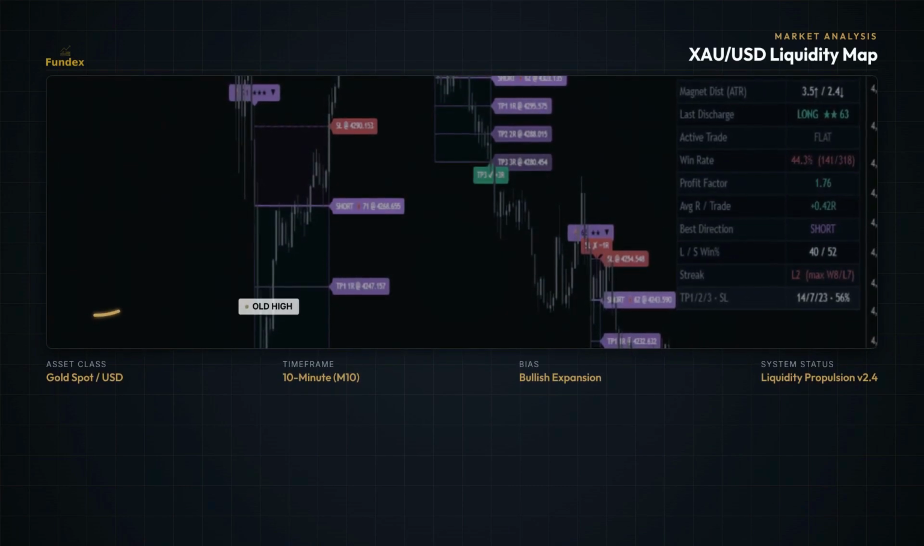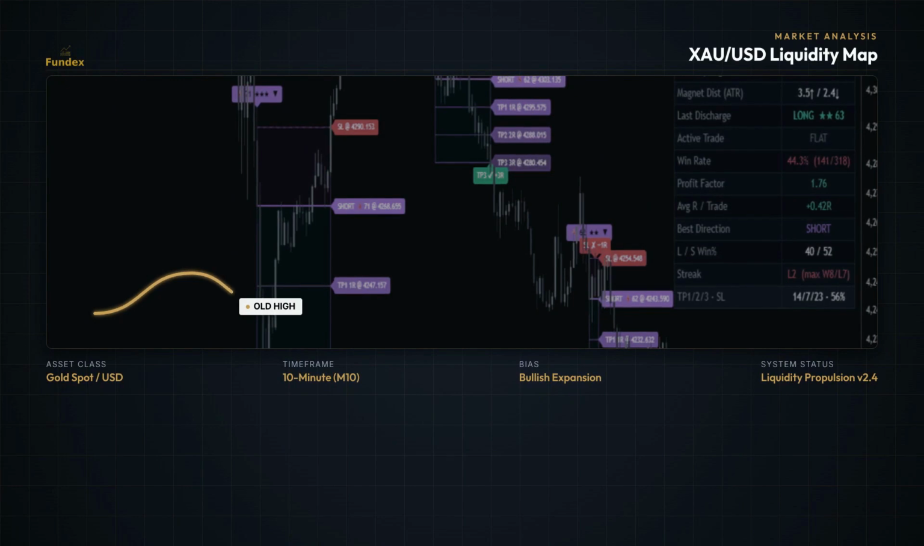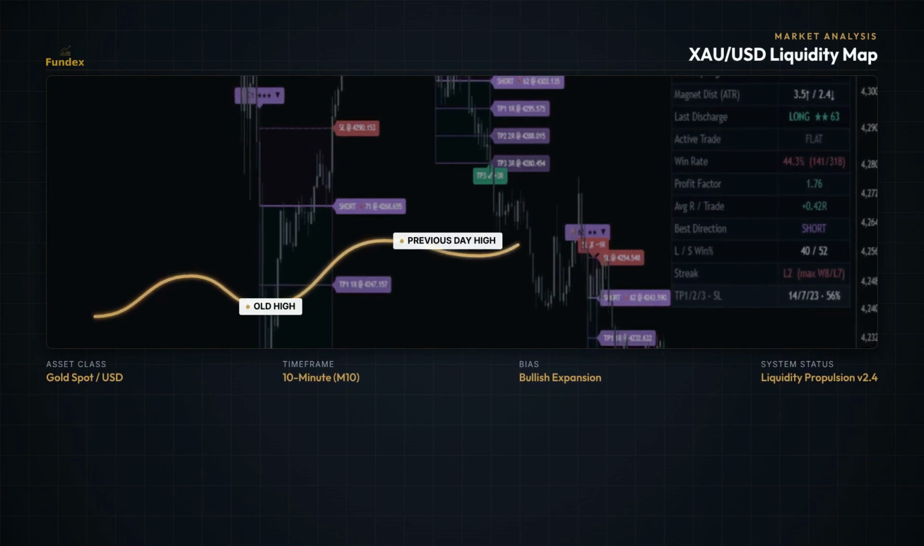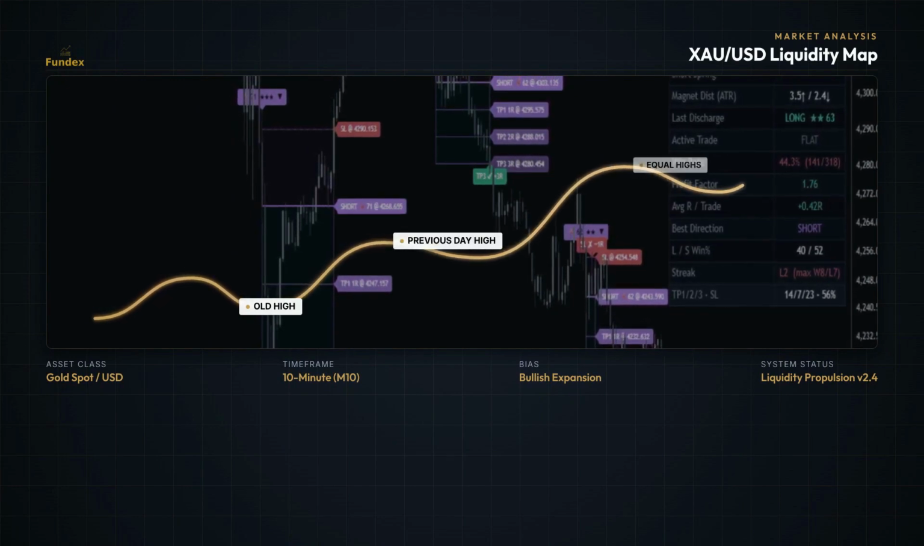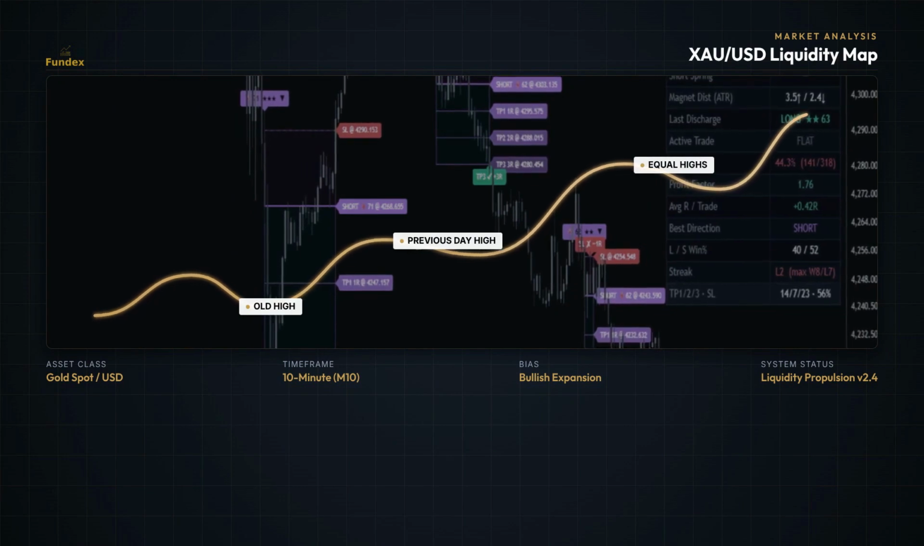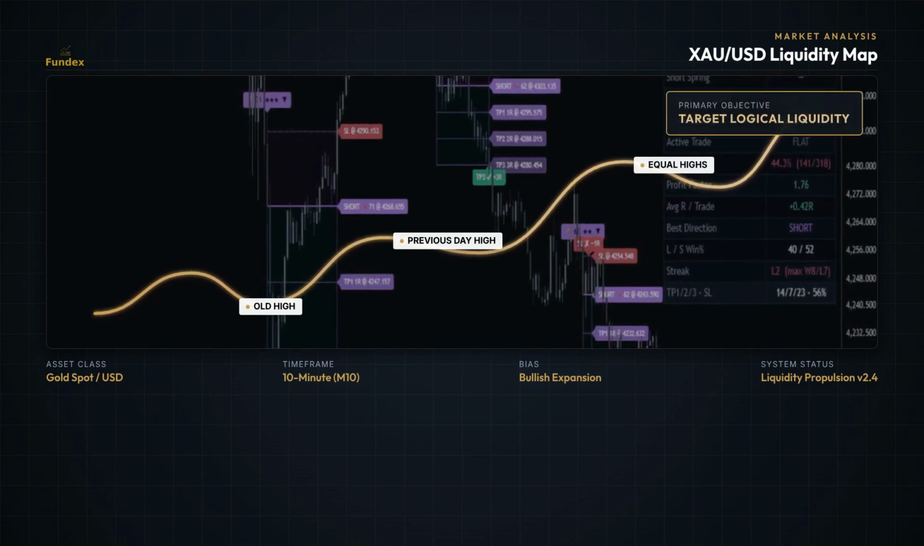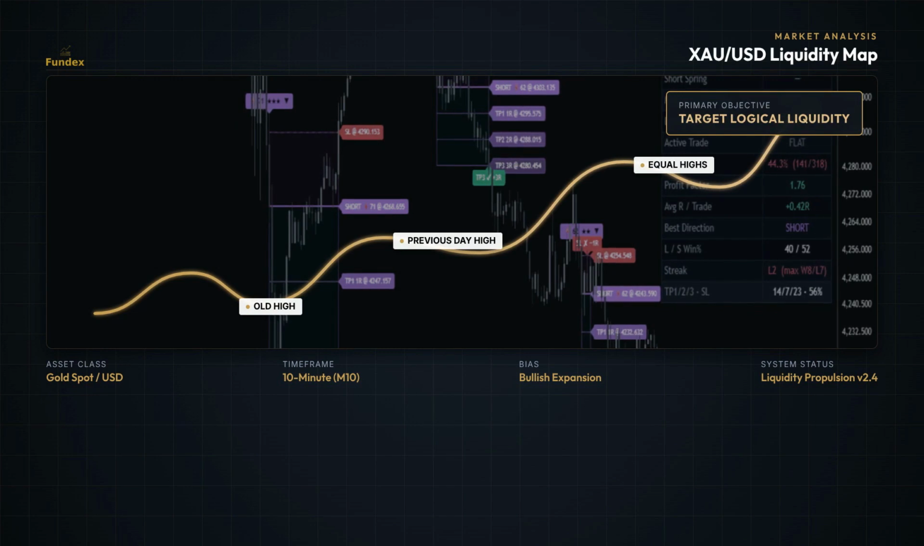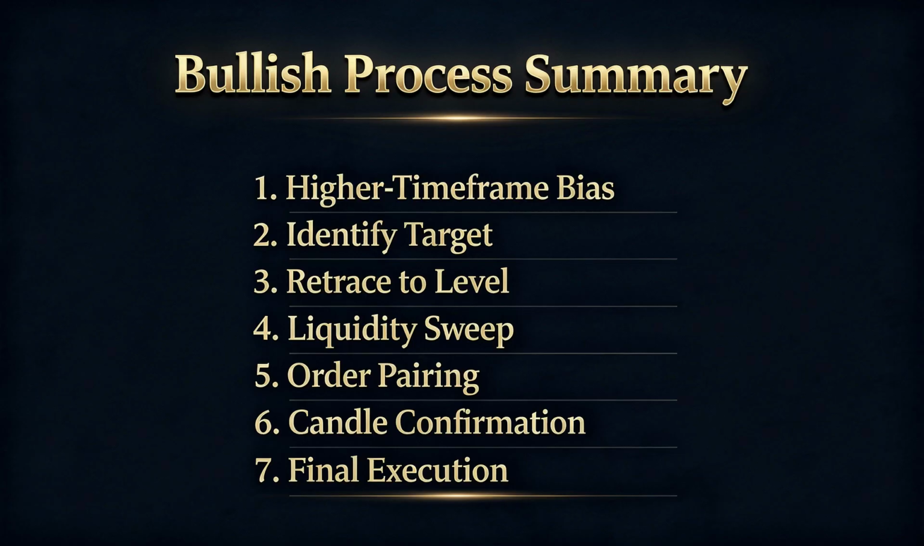The target could be an old high, equal highs, the previous day's high, external range liquidity, or another clear source of buy-side liquidity. This creates a complete bullish process. First, establish the higher time frame direction. Second, identify the liquidity target. Third, wait for price to retrace into a meaningful institutional level.